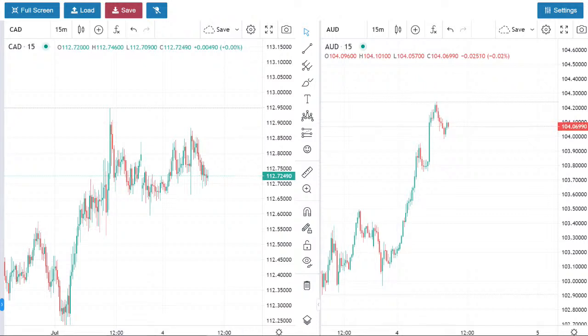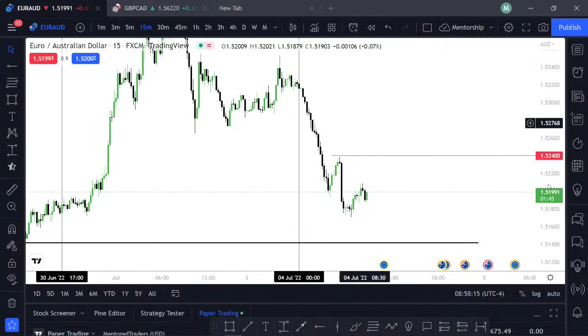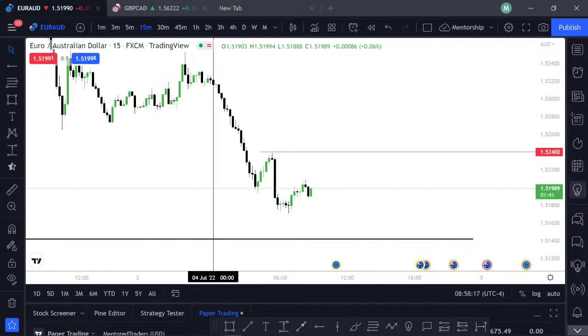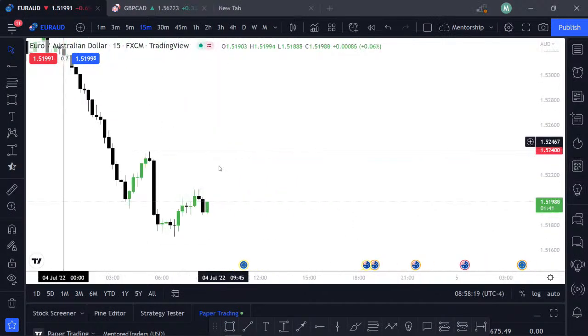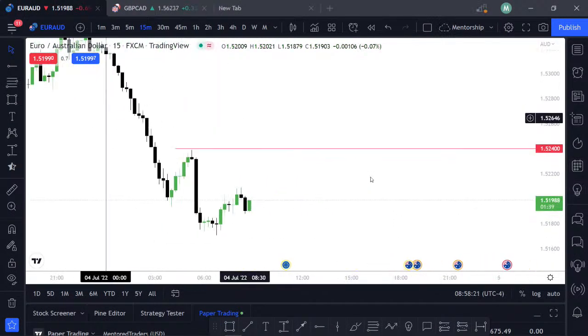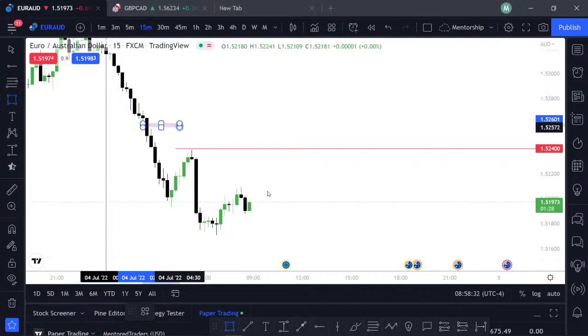Why am I not considering the imbalance on euro? Which imbalance? Okay, if I talk about the imbalance, this means whichever imbalance you see here, you will expect price to fill it. Like we have an imbalance here. Okay, we have an imbalance there. We have imbalances all over. But this is what you do.